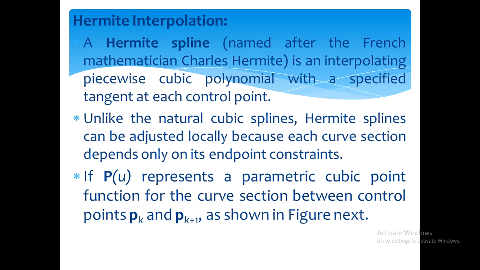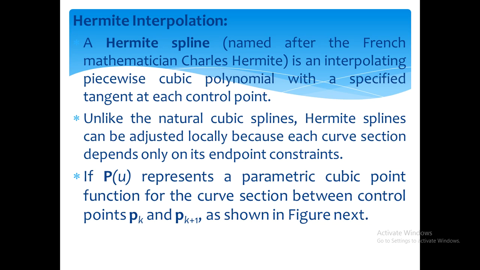Then unlike the natural cubic splines, Hermite splines can be adjusted locally because each curve section depends only on its endpoint constraints. That's why each piece depends only on endpoint constraints. That's why you can adjust here. The local adjustment will be there.